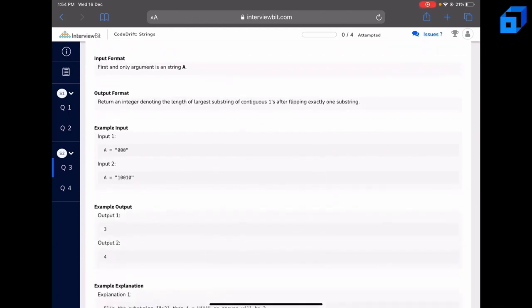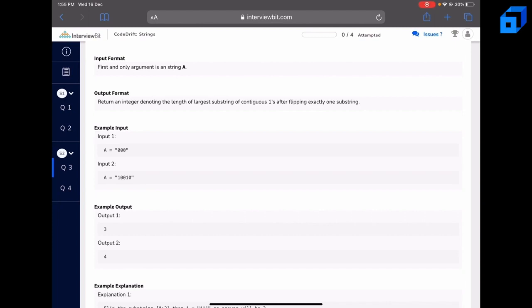So let's look at the first sample. A is 0, 0, 0. So we could just flip the entire string and we will get 1, 1, 1. So we get a contiguous substring of length 3. For the second case, 1, 0, 0, 1, 0, we could flip the zeros from second to third index. So we will get 1, 1, 1, 1, 0. So we get a contiguous substring of length 4.